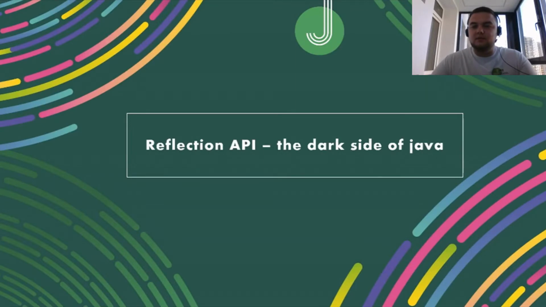Hi all guys. Today we will talk about Reflection API. It's a powerful tool that is used in many other popular technologies. Reflection allows you to access private fields, invoke private methods, and instantiate objects without calling the constructor.